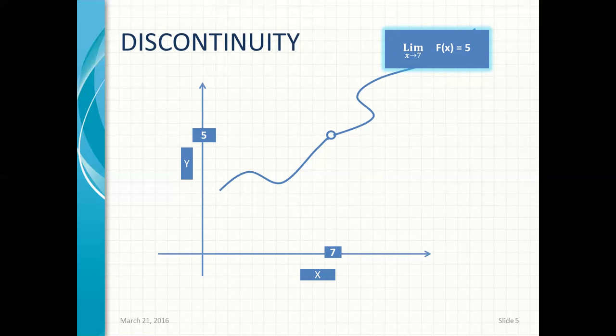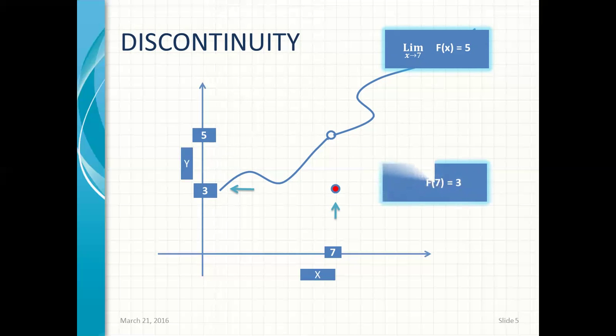Now let me also make a point at x is equal to 7. I create a point here at x is equal to 7. Now this corresponds to y is equal to 3. Now I can say this as f(7) is equal to 3. Now note the difference between limit x tends to 7 f(x) and this f(7) which I have written right now.